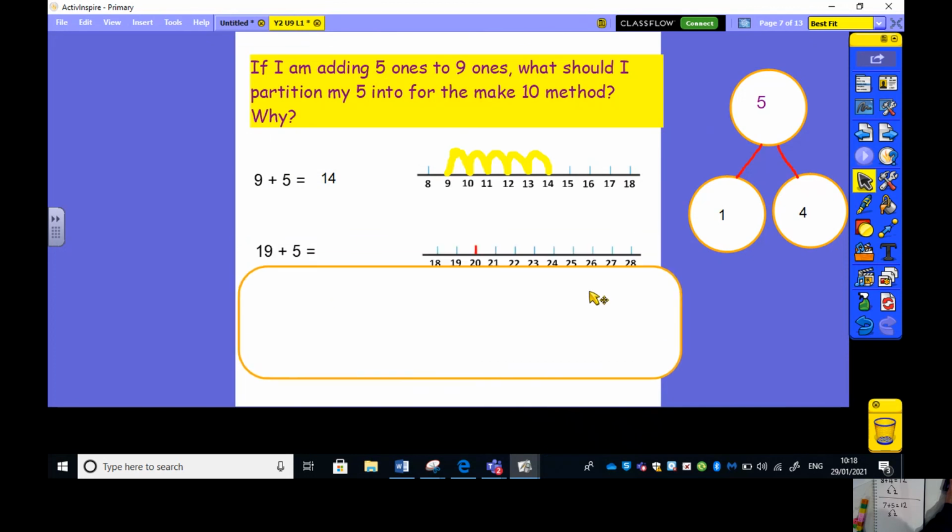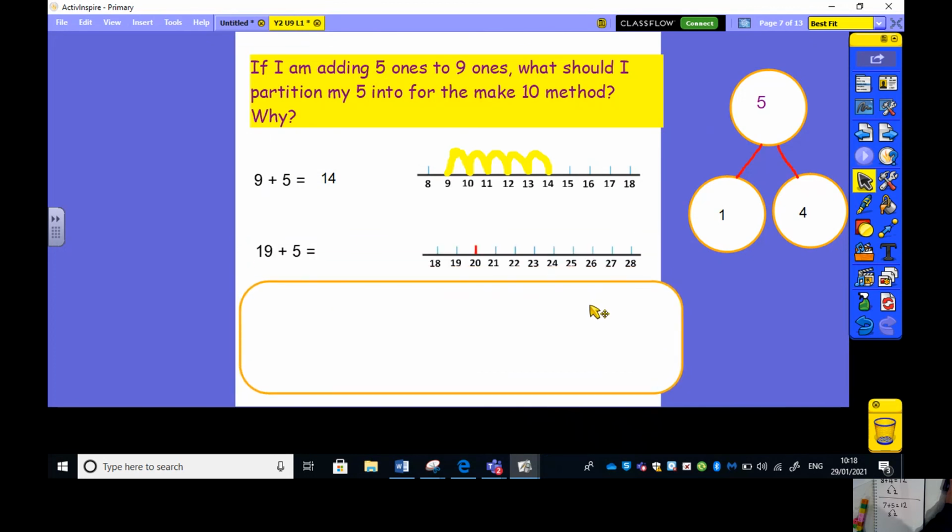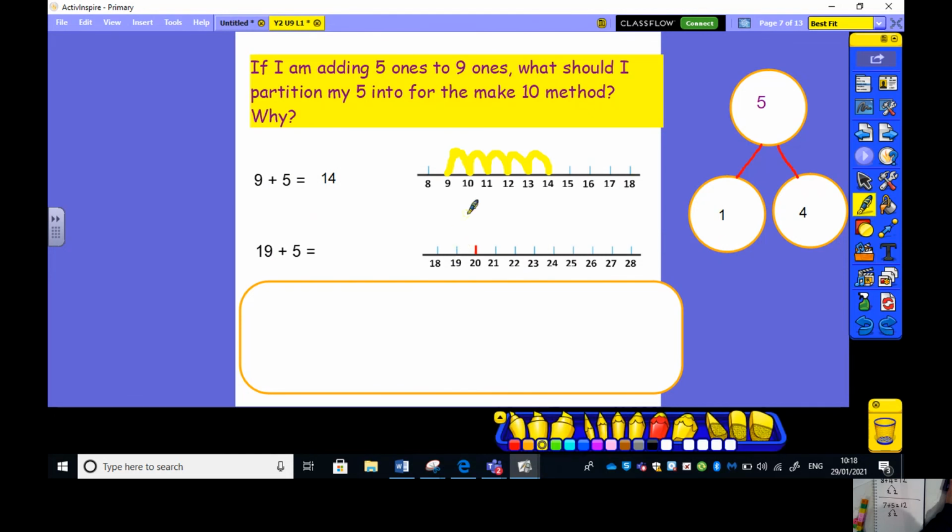Now let's have a look though here. 19 add 5. Well, is this still going to help me here? This part whole. It is. Well done, because to make 10 from 19, I need to add what to get to 20? 1. Well done. So I can do 19 add 1, and then I can add my remaining 4. So I put my pen down on the 19, I add 1 to 20, and then I add my remaining 4. 1, 2, 3, 4. What answer do I have?